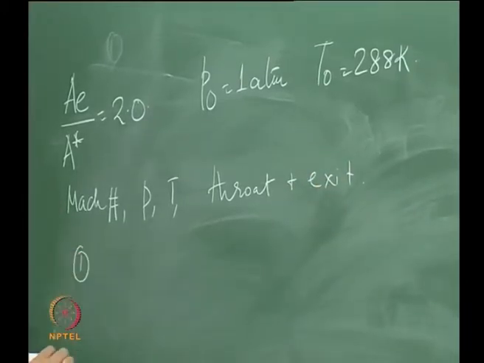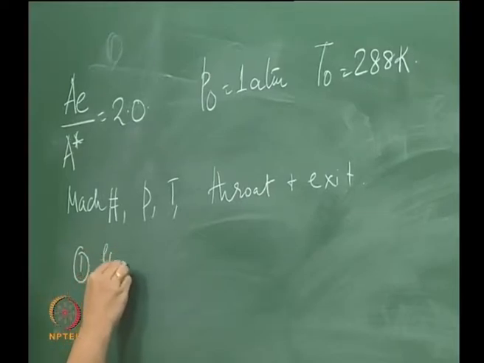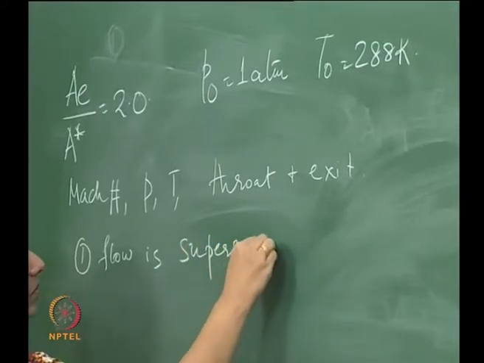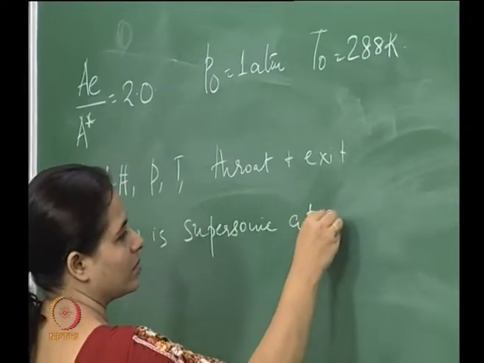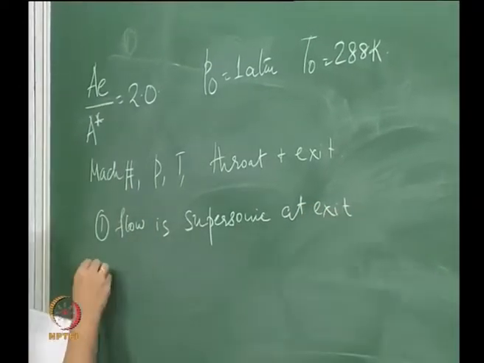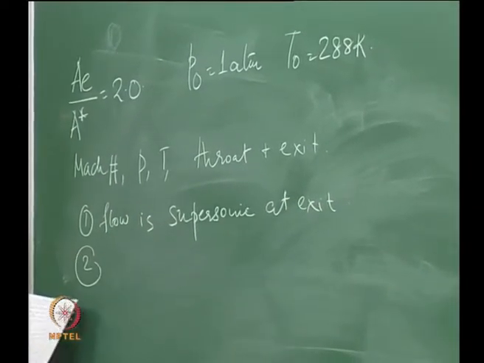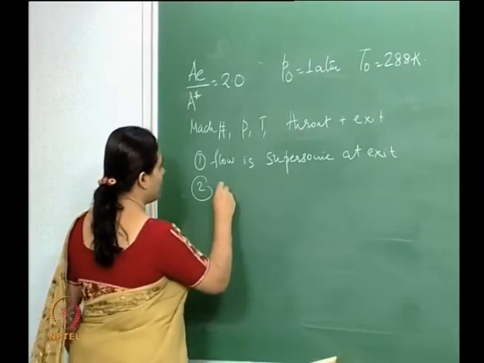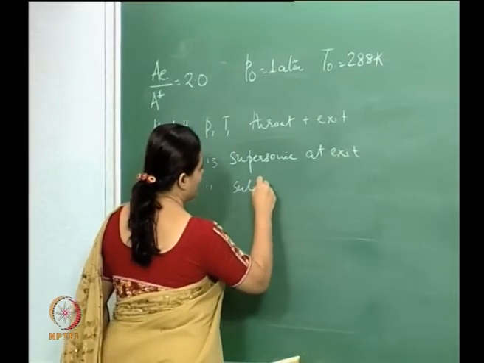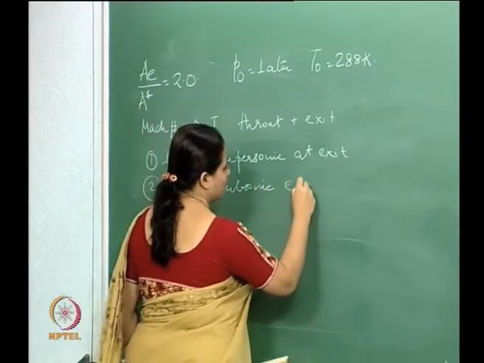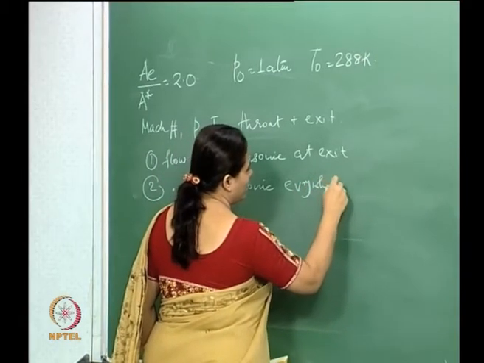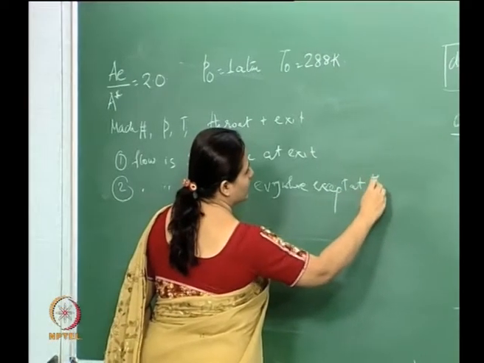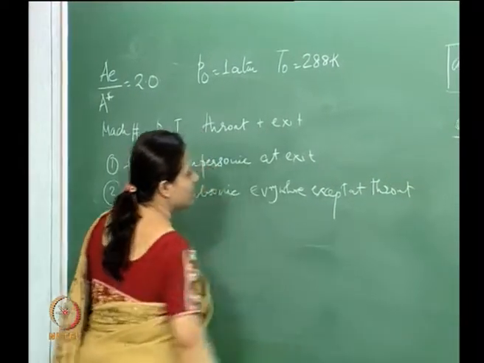Number 1 is the flow is supersonic at the exit. Number 2 is the flow is subsonic throughout the nozzle, except of course at the throat, where it is equal to 1.